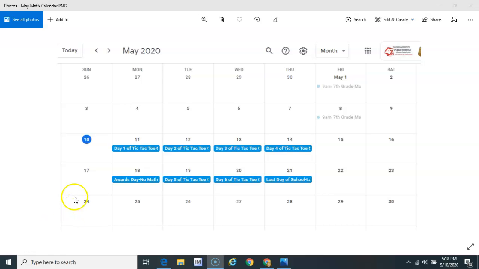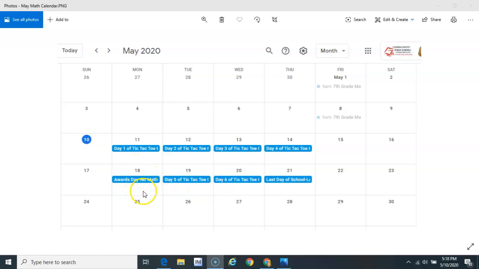If you take a look at the calendar here for May, today we are at Monday, May 11th. So we have 4 days of school this week, Monday through Thursday. And then next week, you will not have any math to complete.